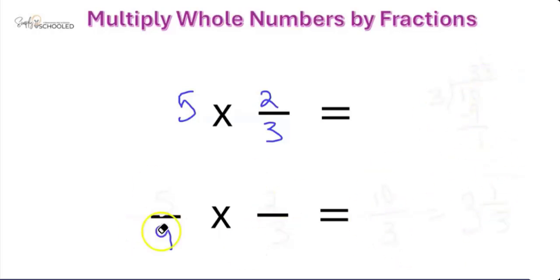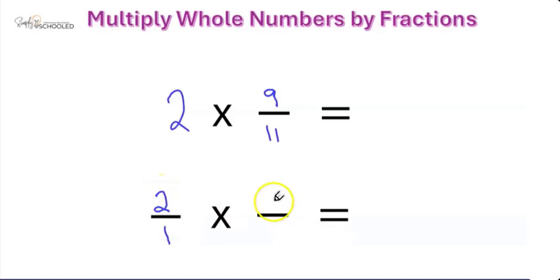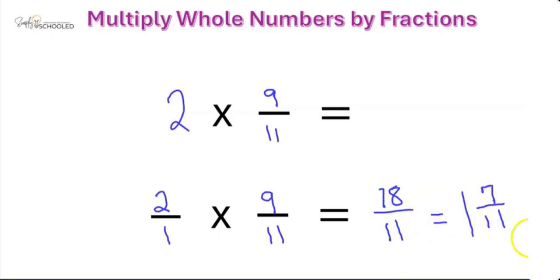We'll try a couple here so you get the hang of it, because it doesn't matter what the whole number is or the fraction. The rules always stay the same. 2 times 9/11. Well, I take my whole number and put it over 1, recopy my fraction, and now I multiply the numerators. 2 times 9 is 18. 1 times 11 is 11. And when I reduce that, 11 goes into 18 one time, and there are 7 left over. So my answer is 1 7/11.